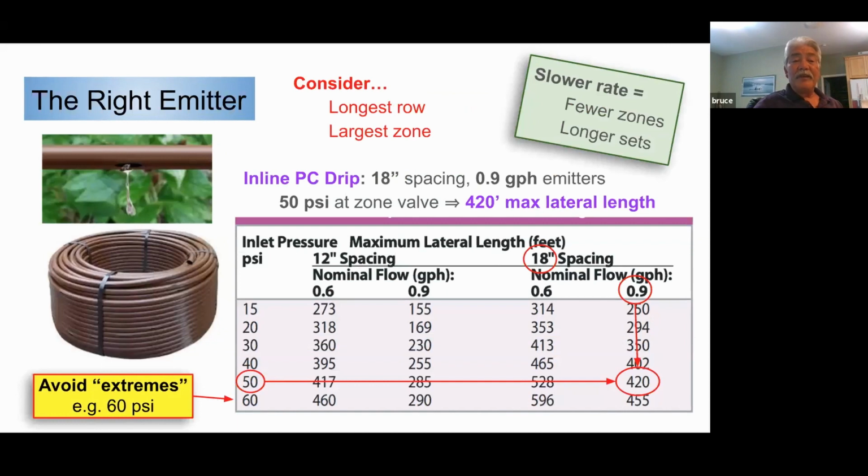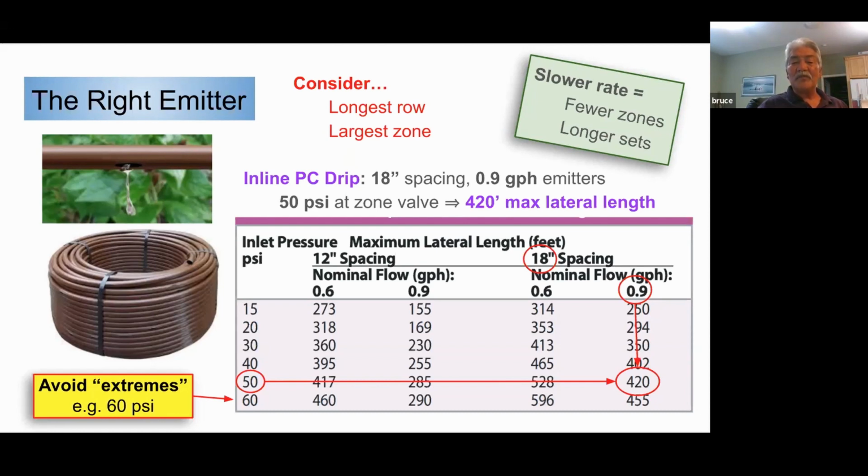So what is the right emitter, and what do you want to consider? Well, you want to look at the largest row you have, the largest zone you have, slower rate. Again, you're going to have fewer zones, but with drip irrigation, you're not going to have a lot of zones anyways. We want to create that wall of water along the line there. So what are our soils like? Agriculturally, unless you're working in a nursery, typically you're not going to be looking at 12-inch spacing. 18 and 24-inch spacing is probably used more than most in drip applications.